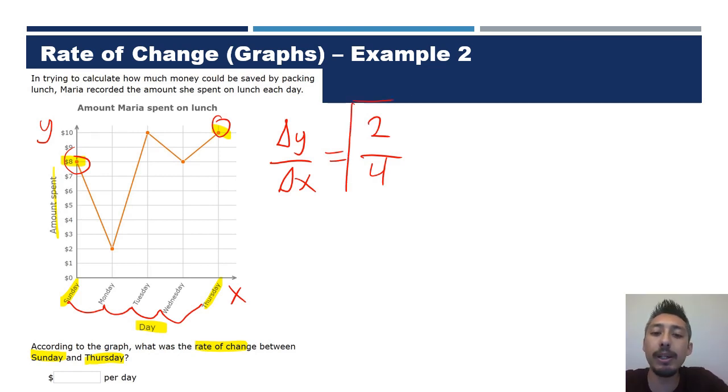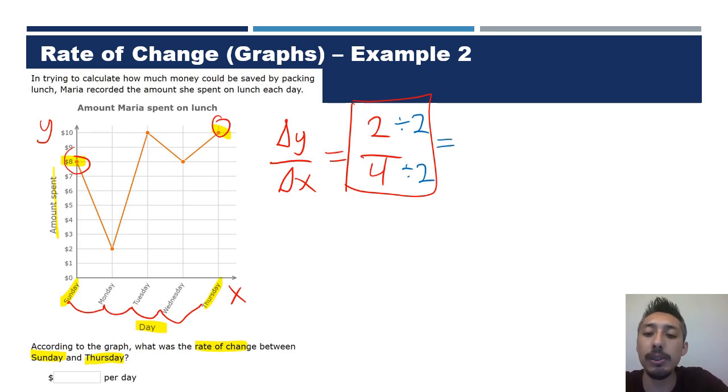2 divided by 4 can be our final answer, but we first have to ask ourselves, can we simplify it? In this case, we want to know, is there anything that we could divide the top and bottom by? And in this case, yes, we can. We could divide top and bottom by 2. So let's go ahead and divide top and bottom by 2.